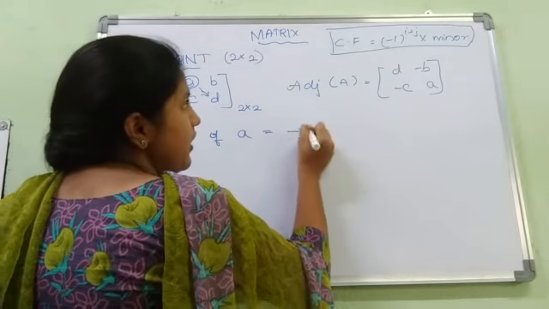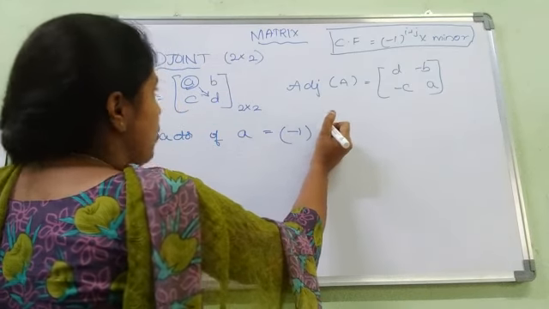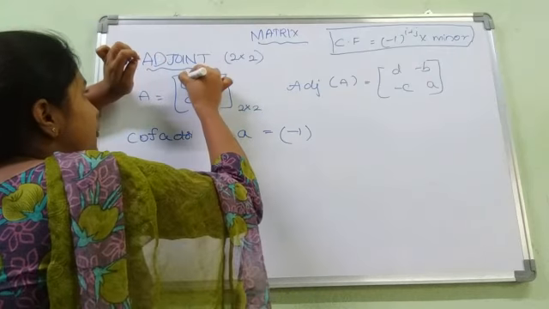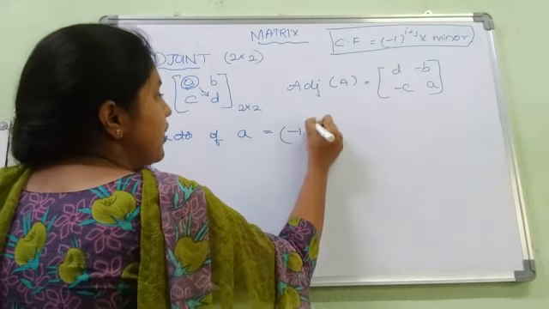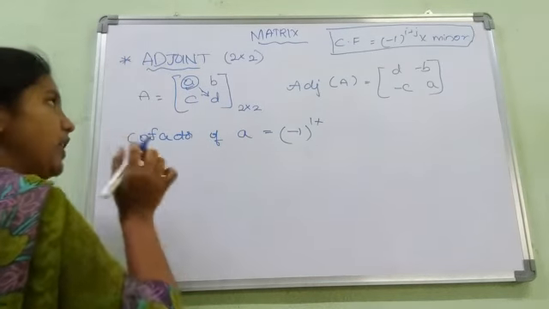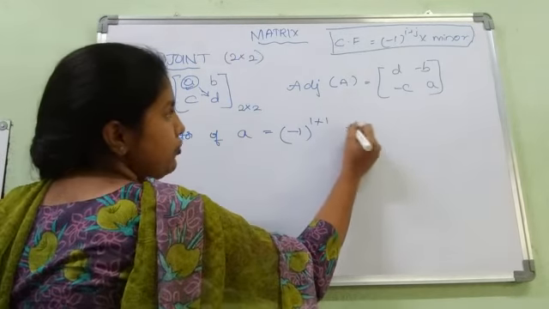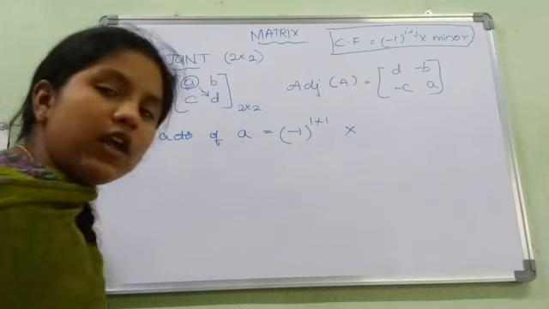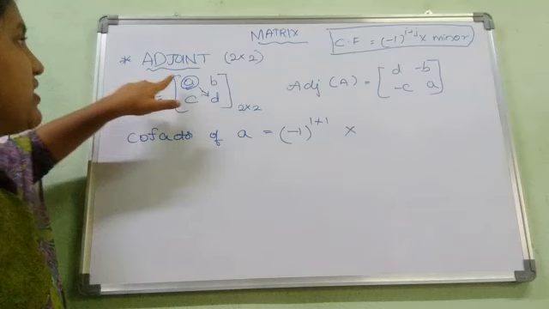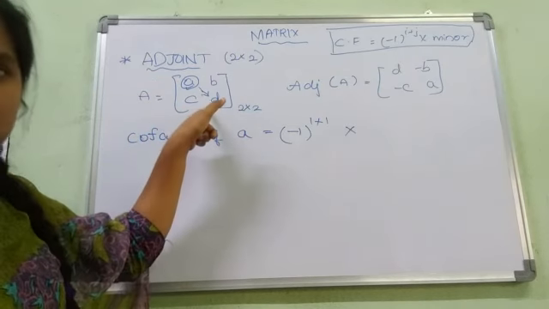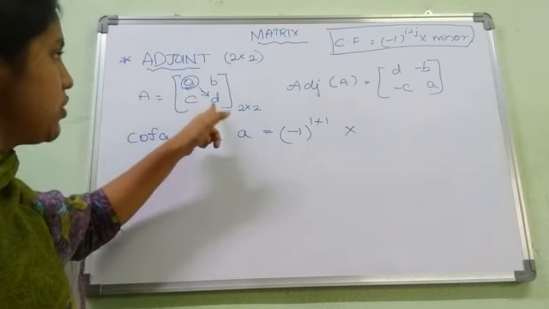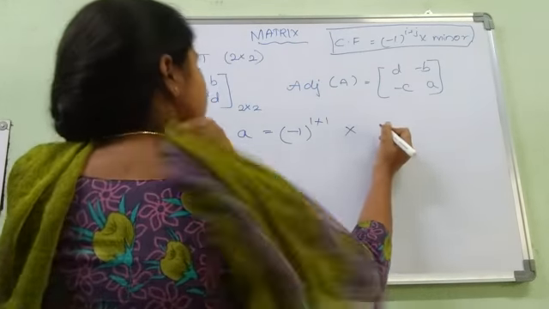So (-1) to the power of (i + j). What is i, the row, for a? What is the row of a? First row. Plus j, what is the column of a? 1. Into minor. What is the minor in a 2 into 2 matrix? The minor in a 2 into 2 matrix will be the element opposite to that element. So the opposite of a is d. So d.